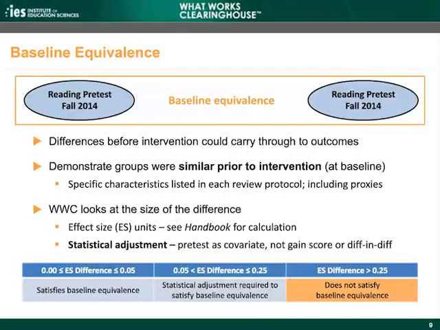Finally, and this is very important, if there are differences between the groups that are greater than 0.25 standard deviations, baseline equivalence cannot be established for that measure. More importantly, if there are differences greater than 0.25 standard deviations on a measure, the analyses of that outcome and all related measures cannot meet standards.